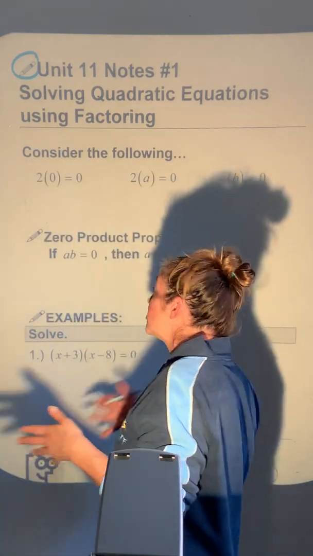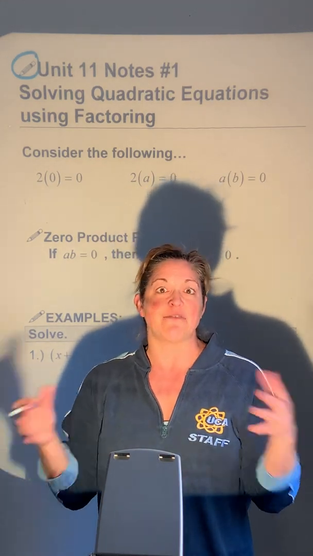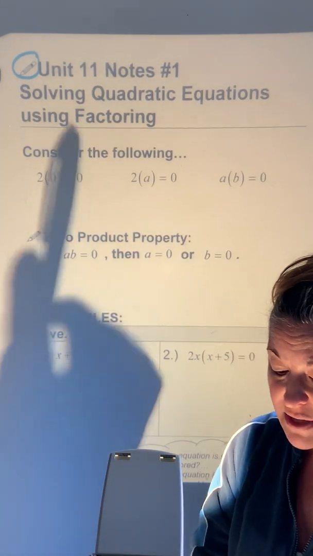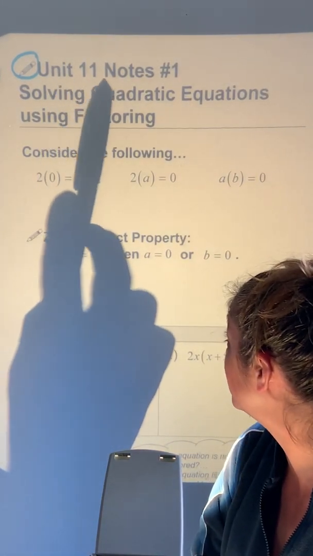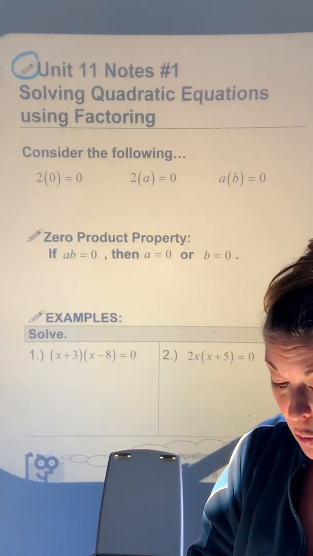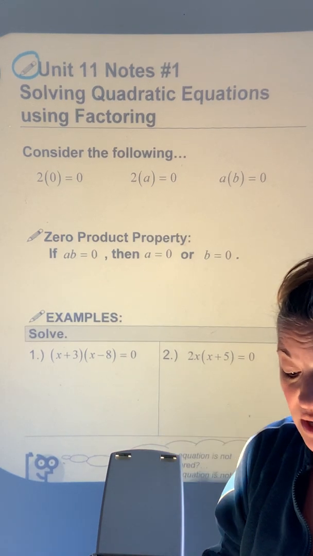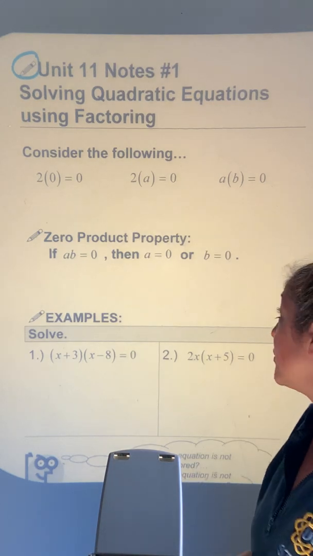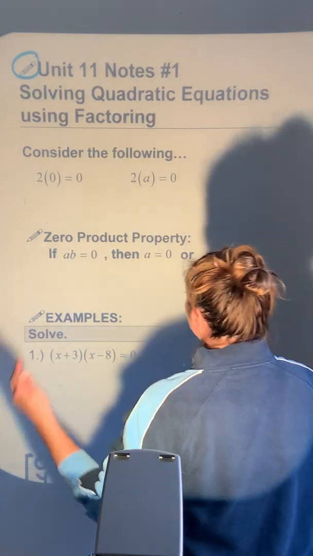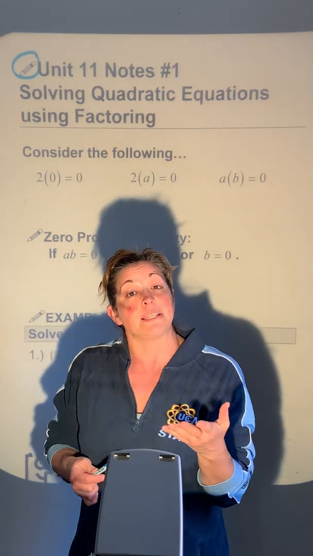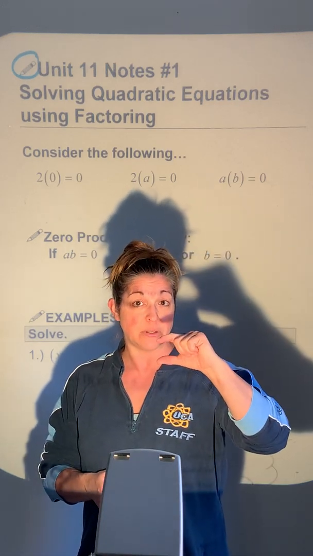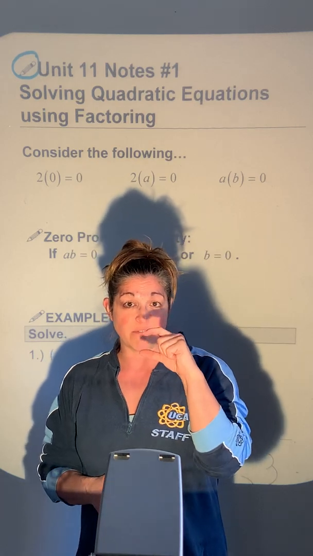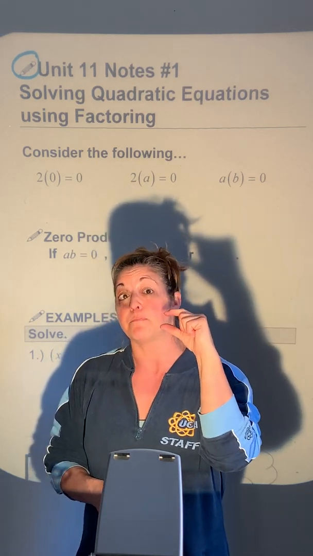So first and foremost, whenever you're taking notes, make sure you have the title of your notes. So the first thing we would like you to write down is right up top here. You should be writing down Unit 11, notes number 1, solving quadratic equations using factoring. And if you remember from our last couple of units, guys, a quadratic equation means that you have a variable. In our case, we're just going to use x to make it simple, but you're going to have at least one variable that's raised to the second power.